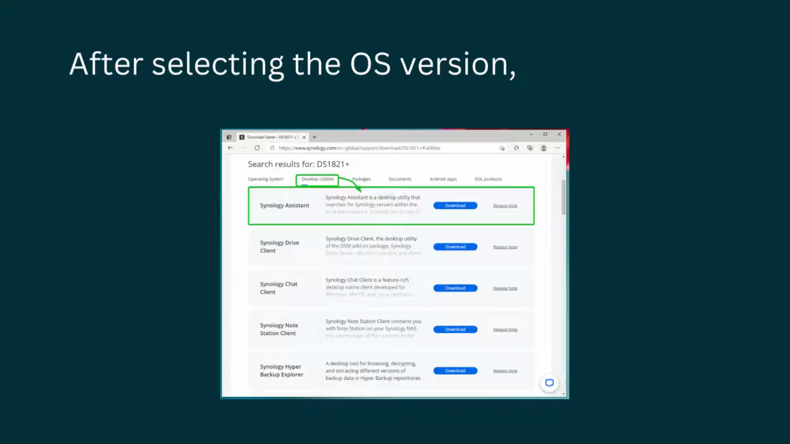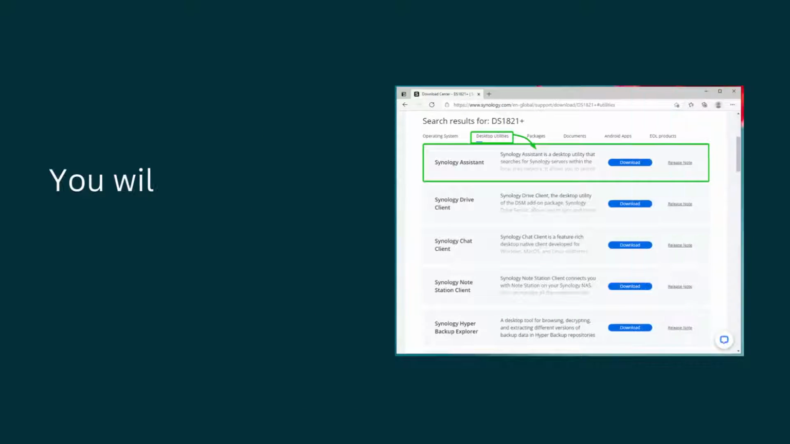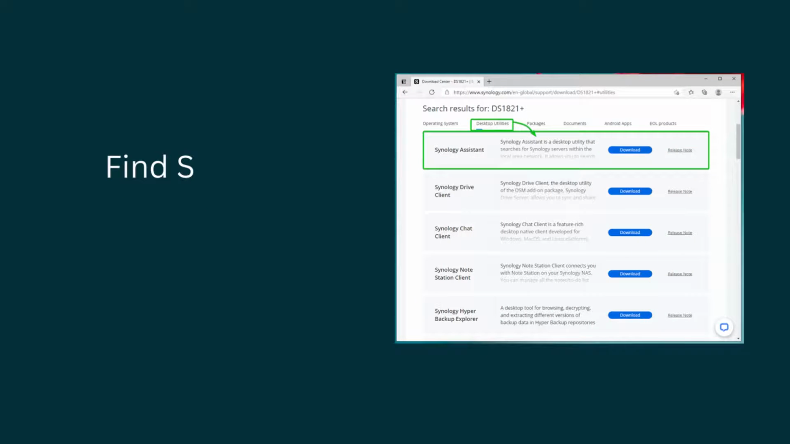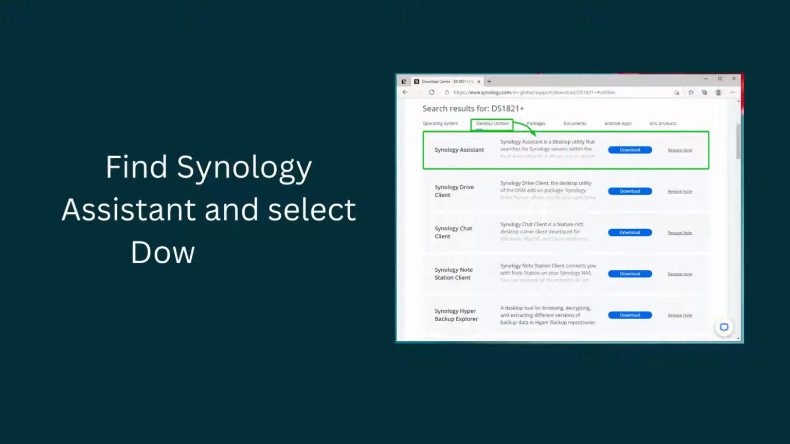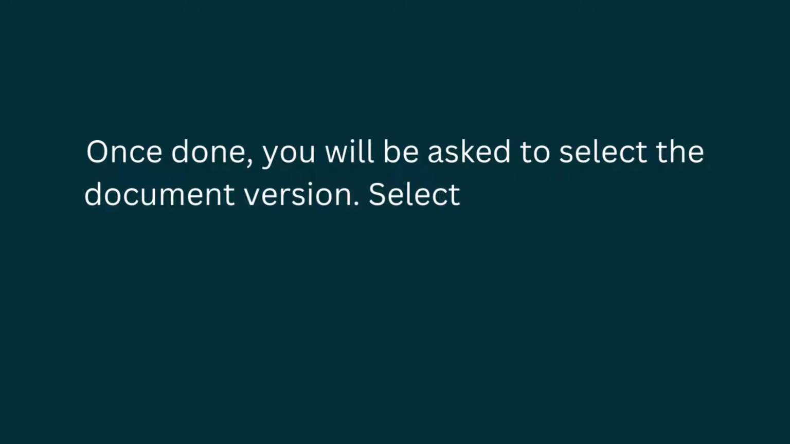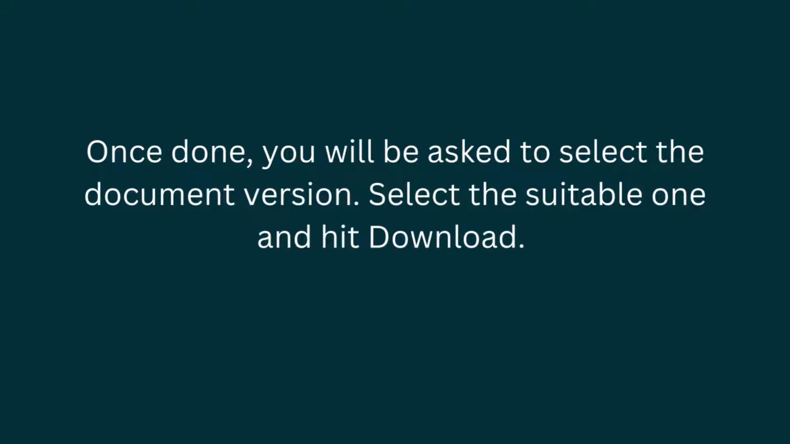After selecting the OS version, click Desktop Utilities. You will see the list of utilities. Find Synology Assistant and select Download. Once done, you will be asked to select the document version. Select the suitable one and hit Download.